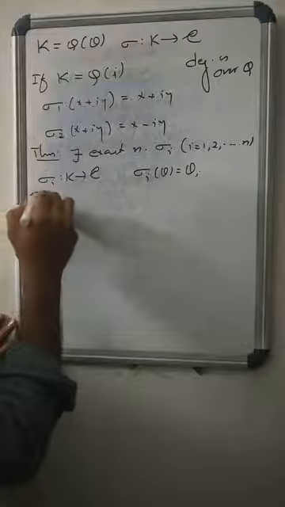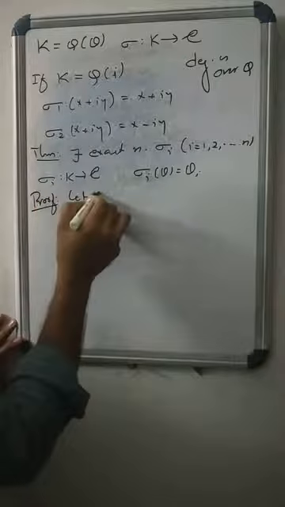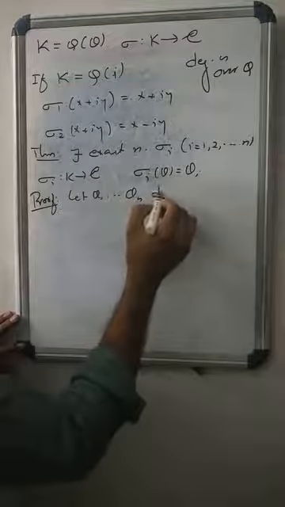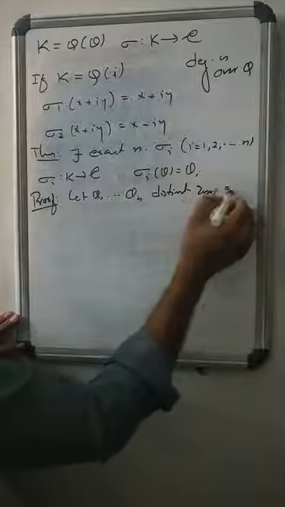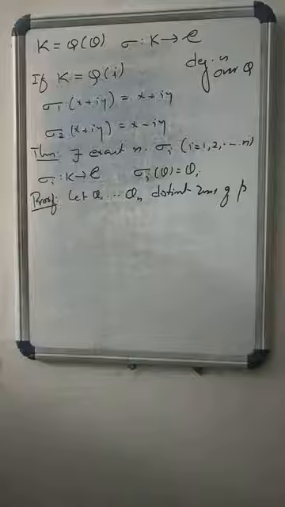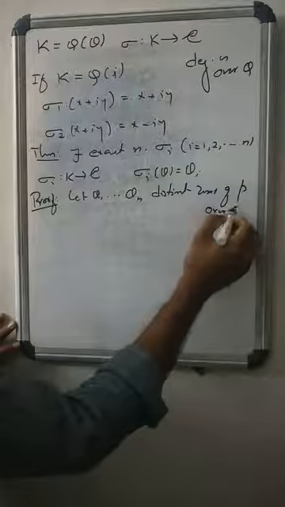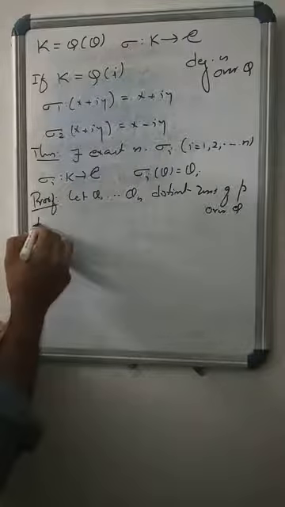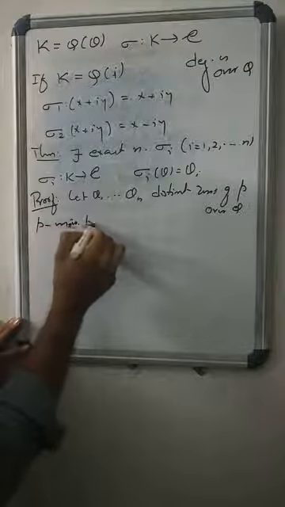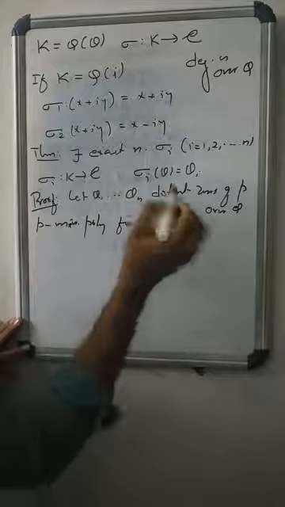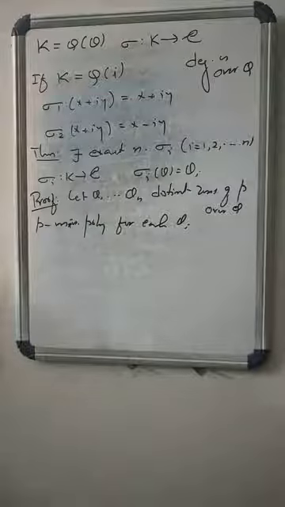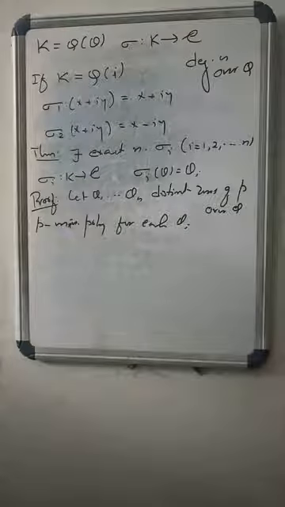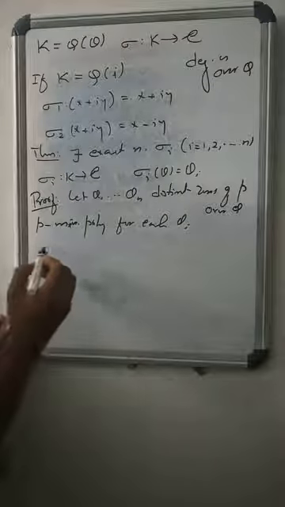So how to prove this? The proof is: let theta 1, theta 2, up to theta n be distinct zeros of the minimal polynomial p over Q. If theta 1, theta 2, up to theta n are distinct zeros of p over Q, then immediately we can say that p is the minimal polynomial for each theta i. Hence, there exists an isomorphism.